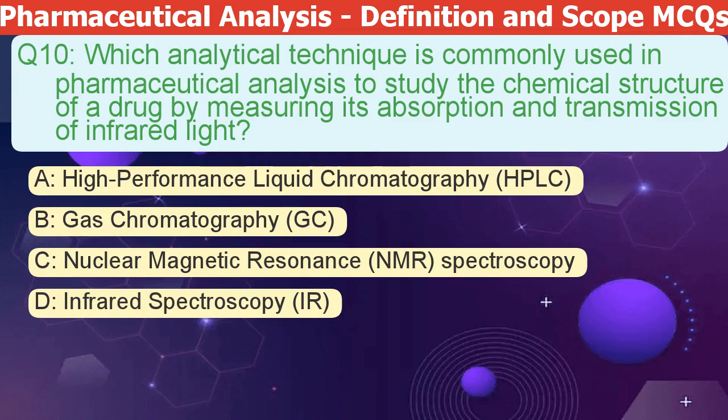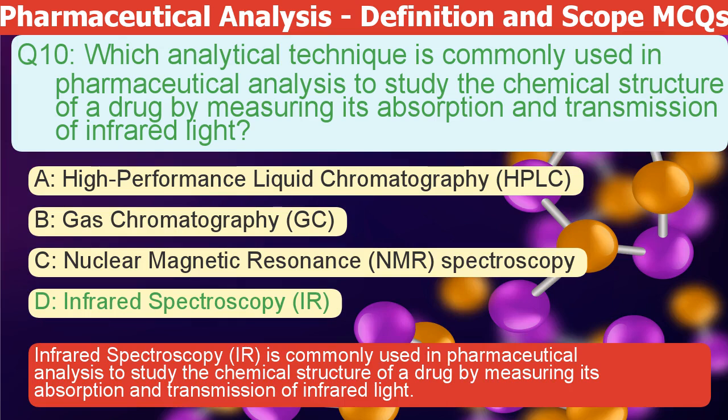Which analytical technique is commonly used in pharmaceutical analysis to study the chemical structure of a drug by measuring its absorption and transmission of infrared light? A. High-performance liquid chromatography, HPLC. B. Gas chromatography, GC. C. Nuclear magnetic resonance, NMR, spectroscopy. D. Infrared spectroscopy, IR. The correct answer is D.